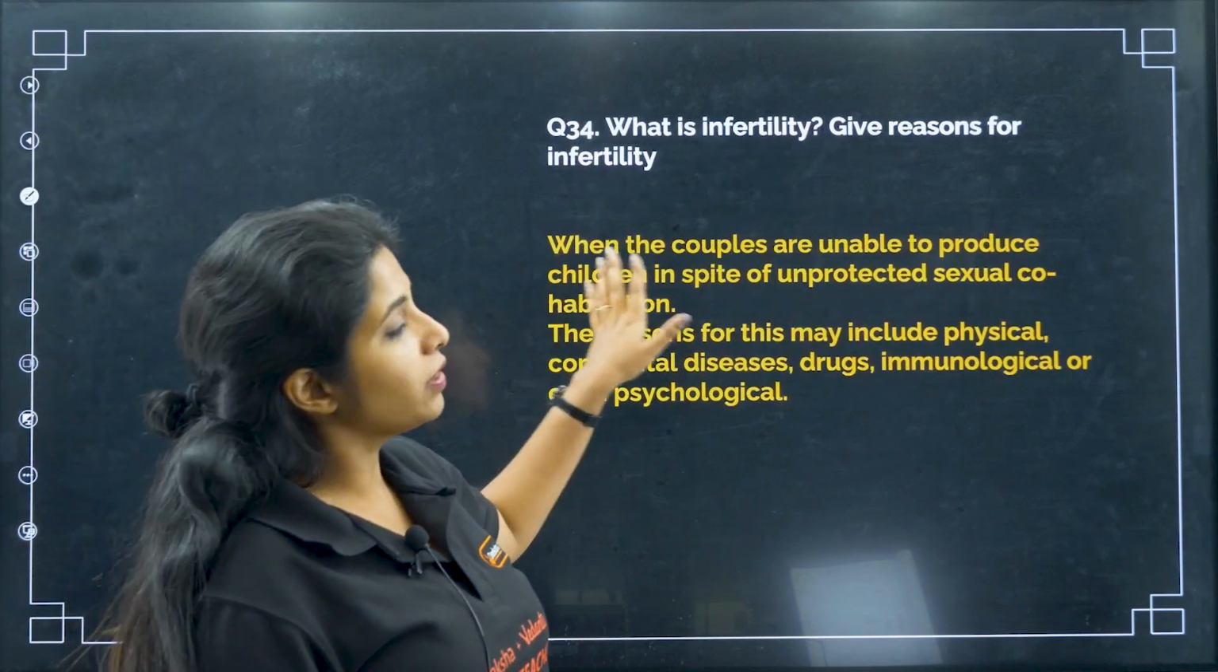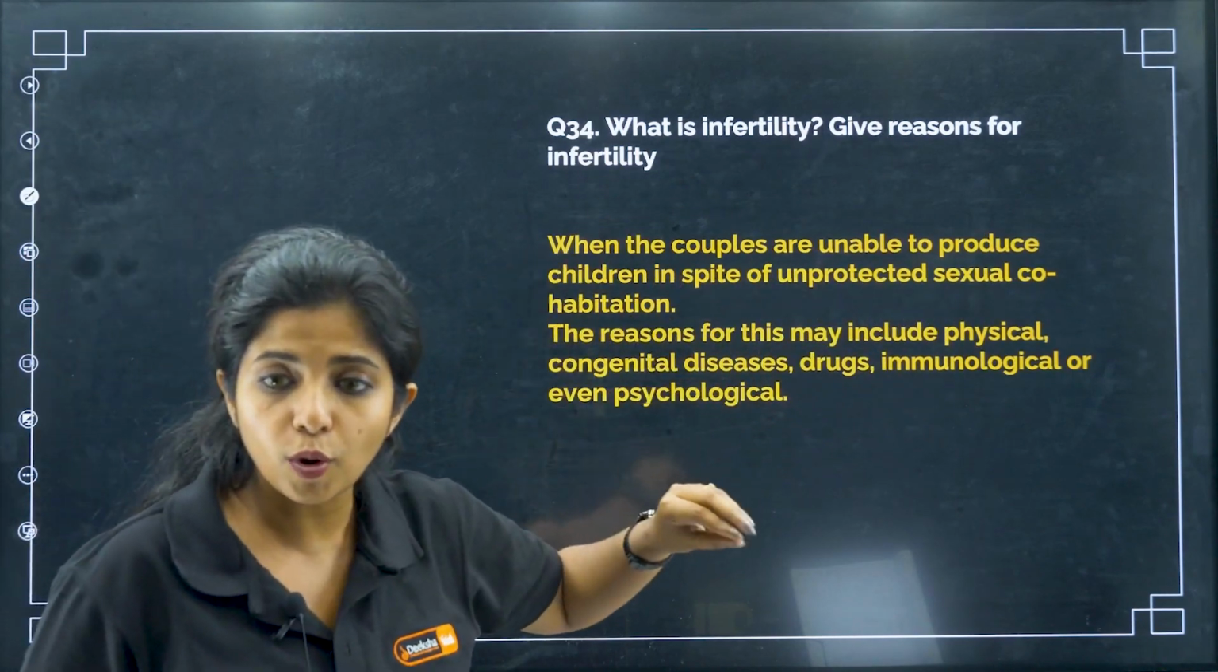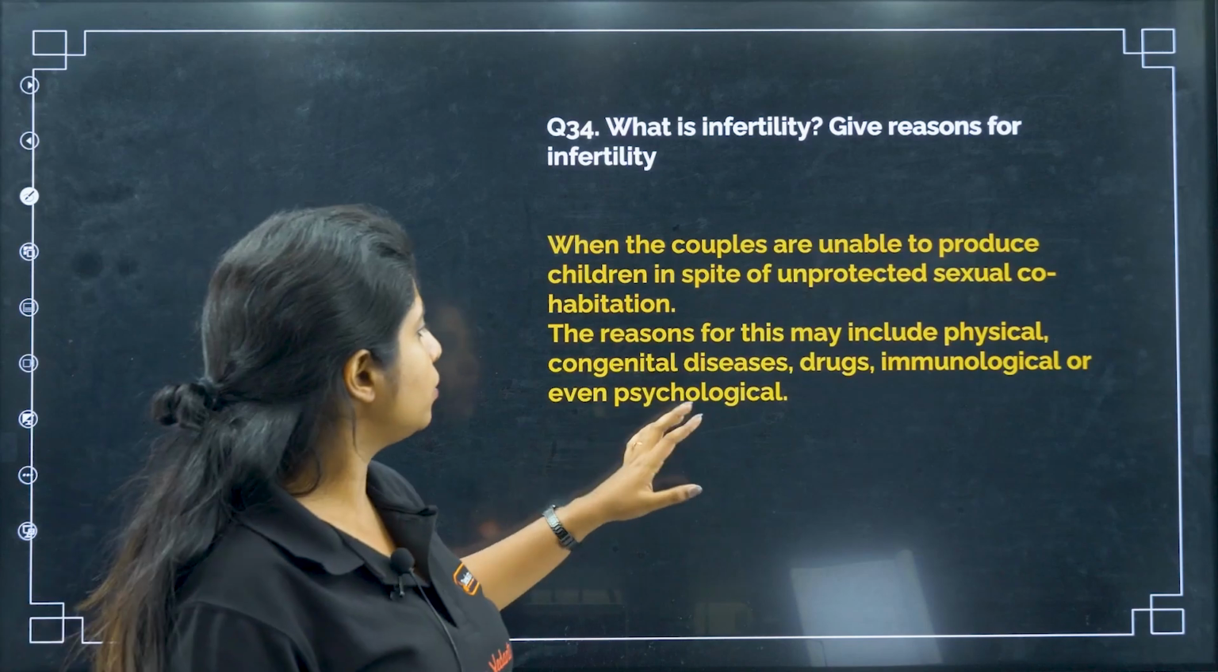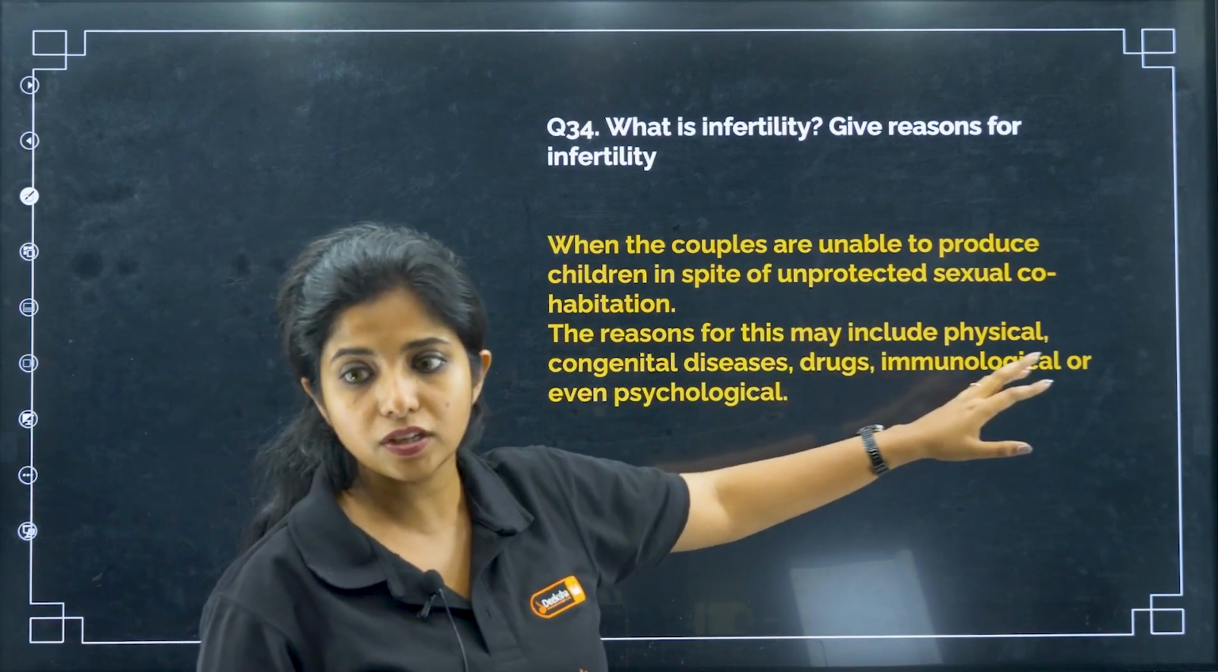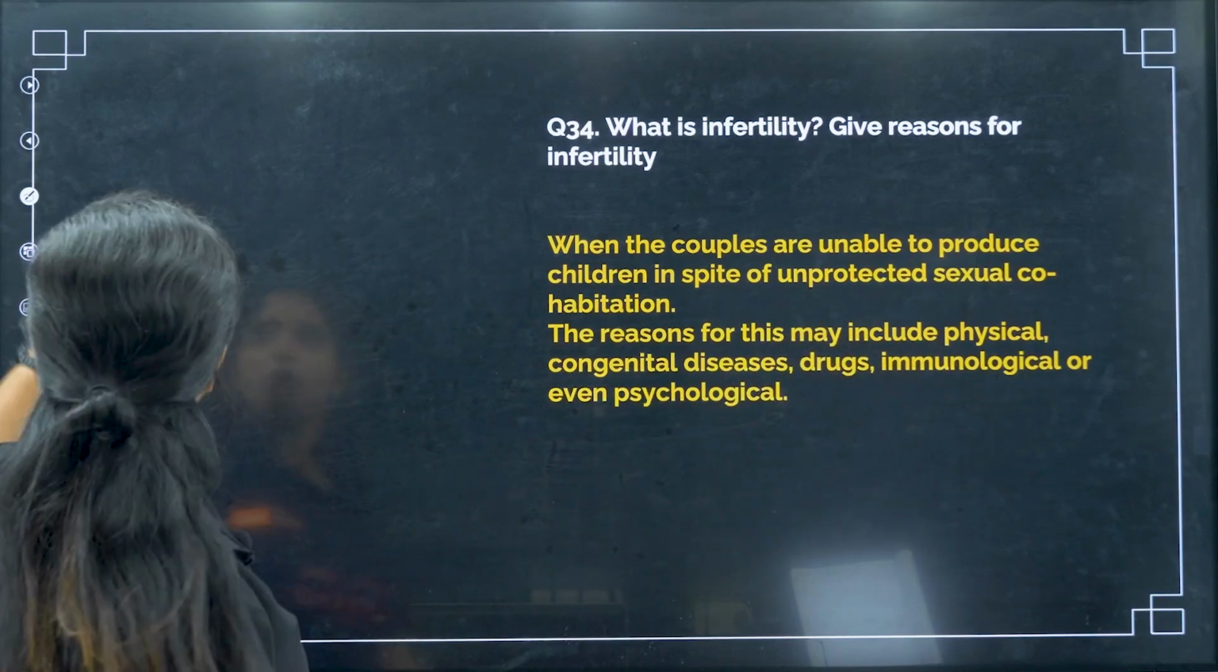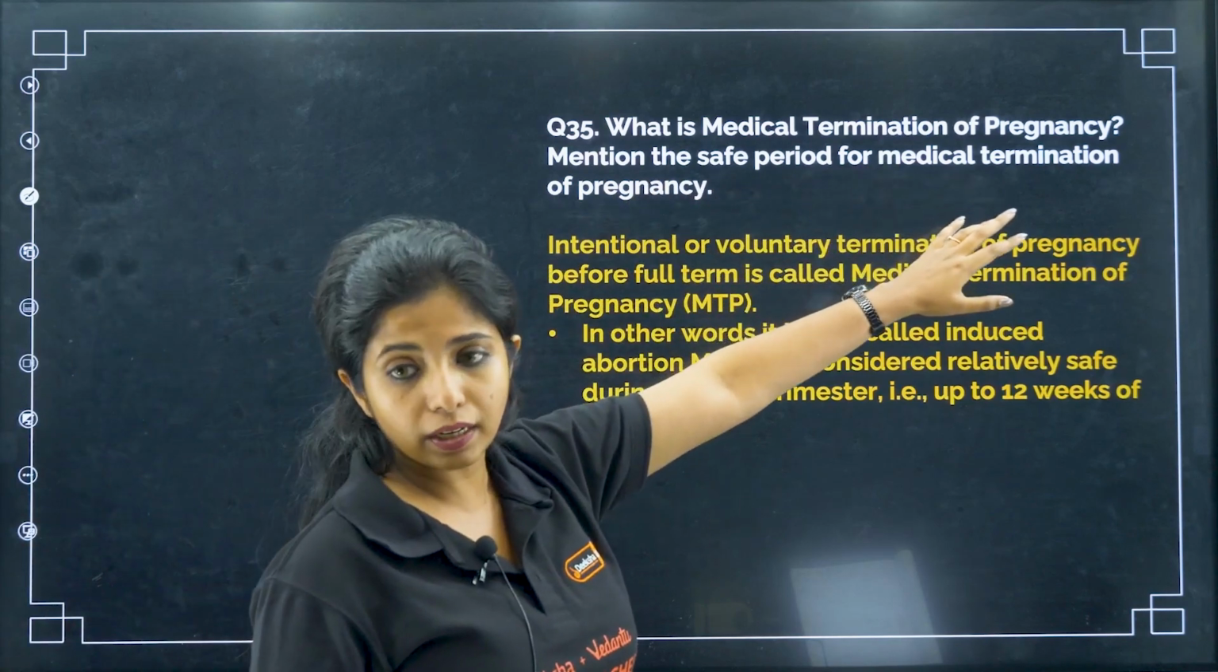Now what is infertility? When the couples are unable to produce children in spite of unprotected sexual intercourse. Okay. It can be due to congenital reasons, that is genetic reasons, physical, drugs, immunological, or even psychological.